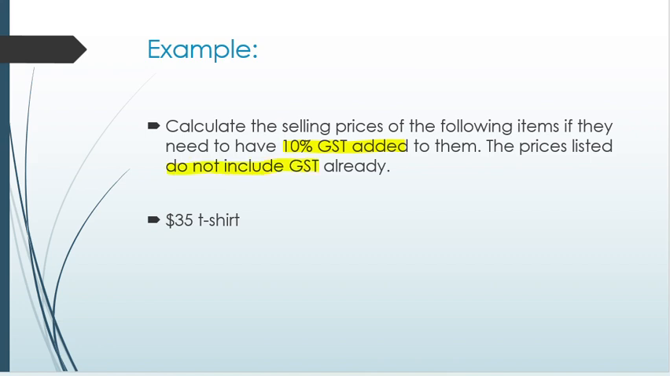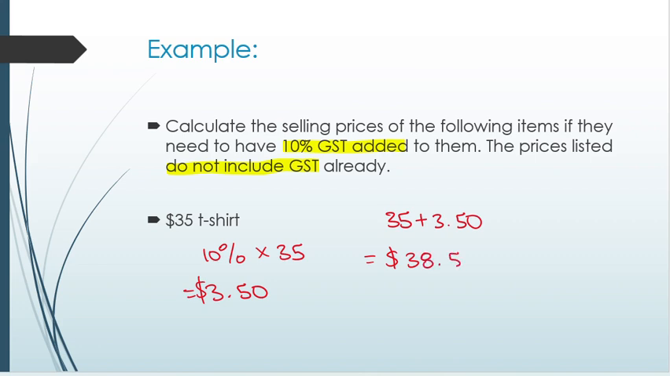So a $35 t-shirt. What I need to do is find 10% of $35. That ends up being $3.50, like so. And now we just add this $3.50 on to the $35. That means my final price will be $38.50. Very straightforward.